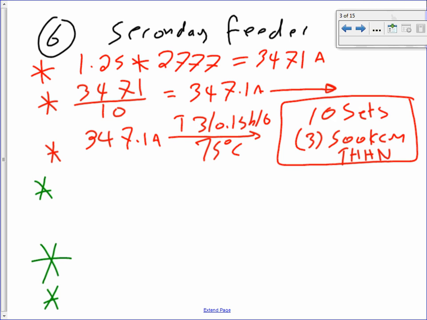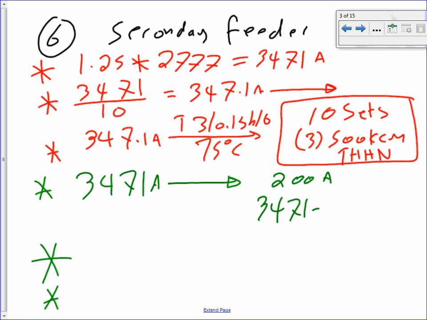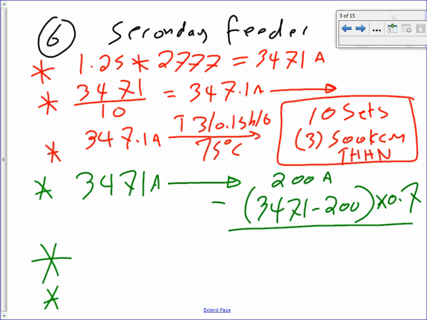Okay, for the neutral, guys, this is what we do. I'm going to take the 3471 amps that I got for the phases and apply some derating on it. The first 200 amps, leave alone. Anything larger than 200 amps, cut by, anybody remember the magic number? 0.7, and add them up. When you do the math, you're going to end up with 2,490 amps.